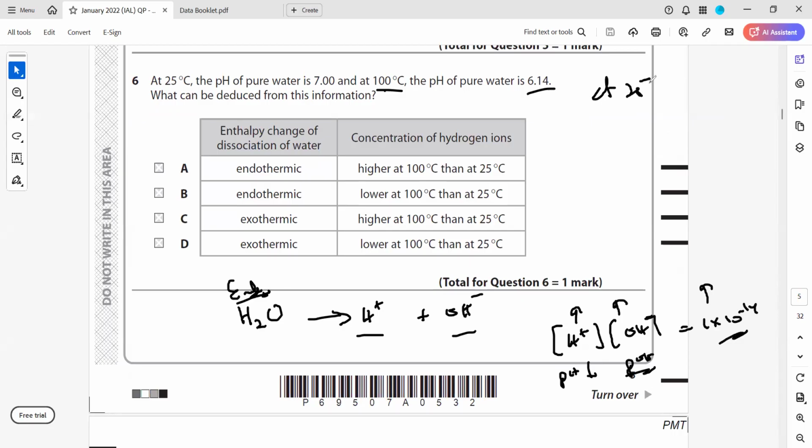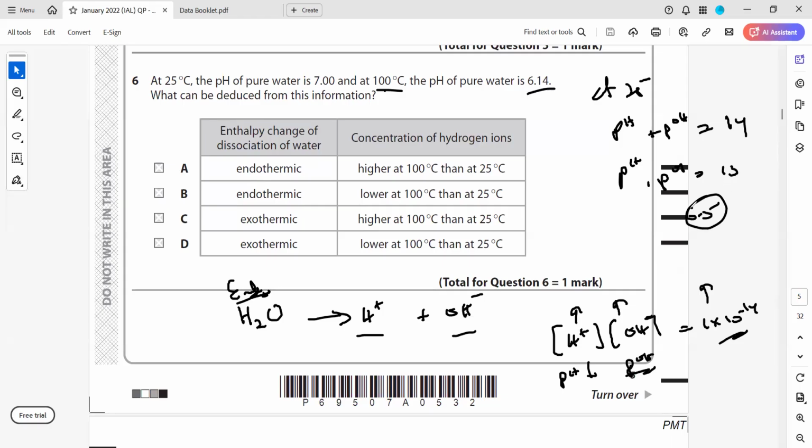Like at 25 degrees centigrade, when you add the pH and the pOH, the sum is equal to 14. But at higher temperature, when you add the pH and the pOH, the sum will not be equal to 14, the sum might be 13. Because there are more hydrogen and hydroxide ions, pH and pOH are both decreasing. When they decrease, the sum will also decrease and the solution will be neutral at 6.5.